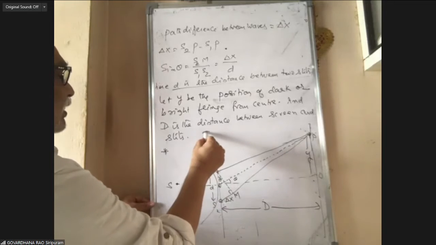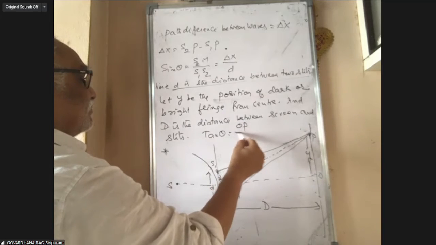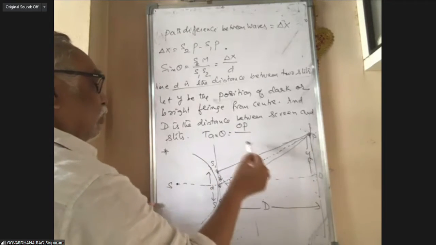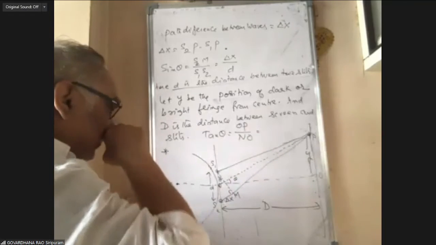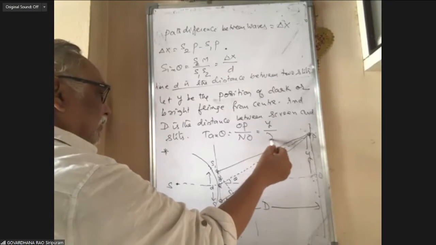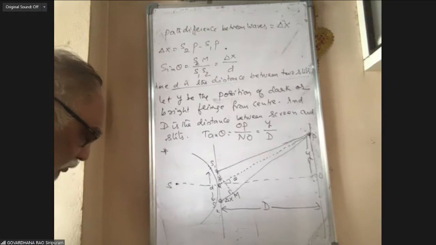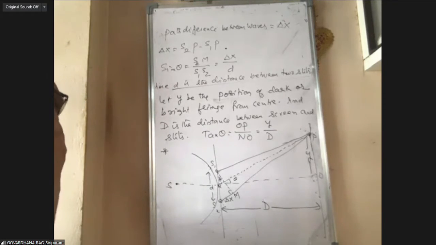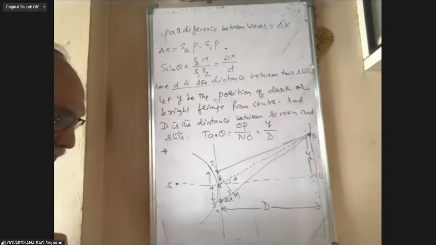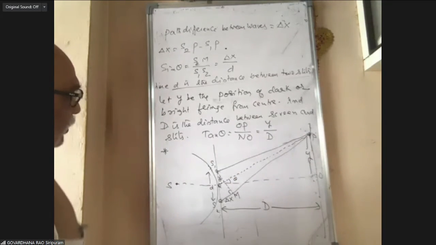So what is tan theta then? Tan theta is OP by NO. OP is what? Y. NO is how much? Capital D. Correct? Right?